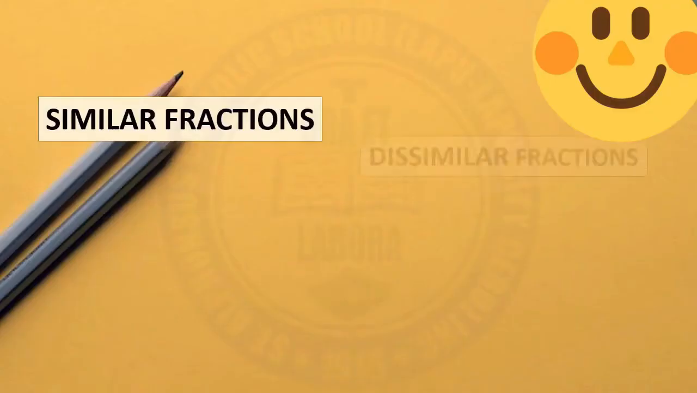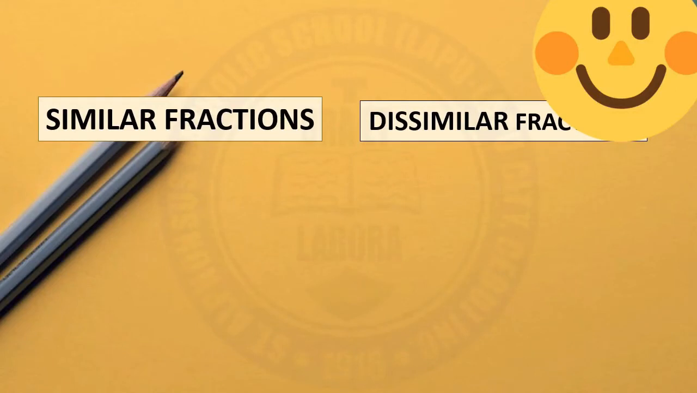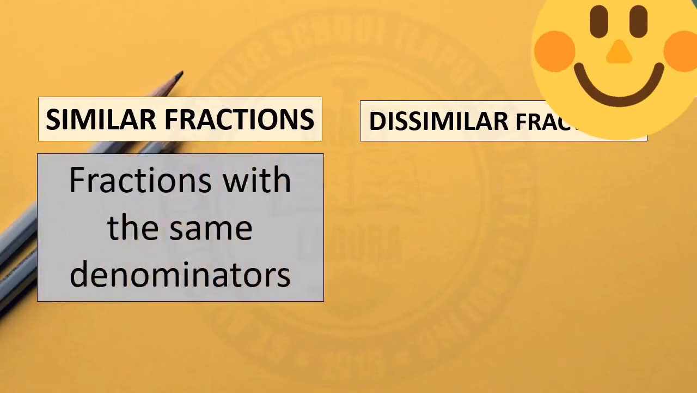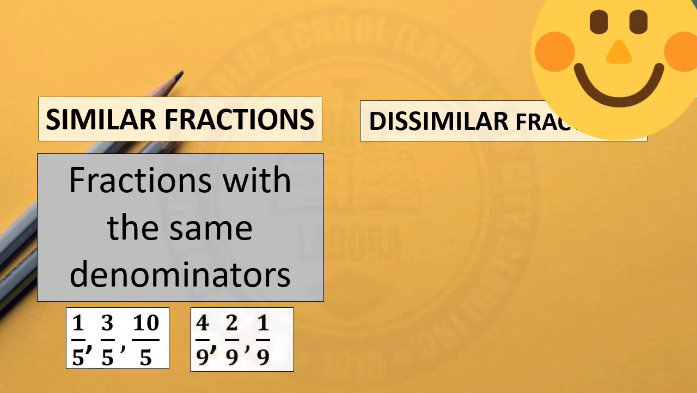There are two kinds of fractions, similar fractions and dissimilar fractions. When we say similar fractions, these are fractions with the same denominators. For examples, 1 over 5, 3 over 5, and 10 over 5. Another, 4 over 9, 2 over 9, and 1 over 9. These fractions are similar fractions because they have the same denominators.